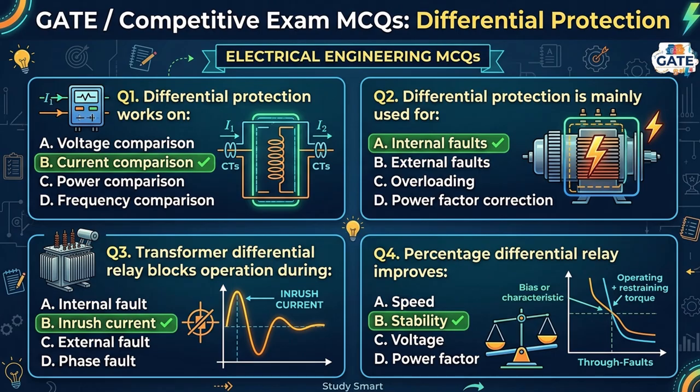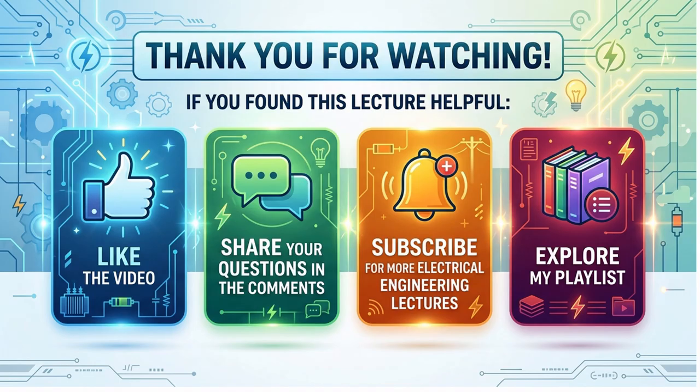Let's test your knowledge with a quick quiz. Differential protection works by comparing current or voltage. It's current. It's mainly used for internal faults. Transformer relays block operation during inrush current, and percentage bias improves stability. How many did you get right?